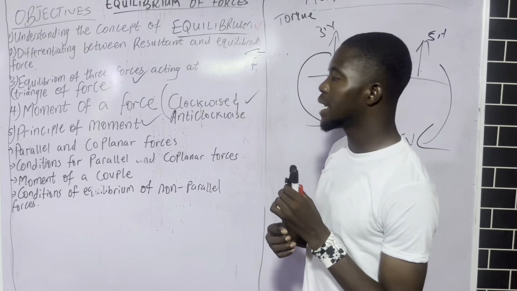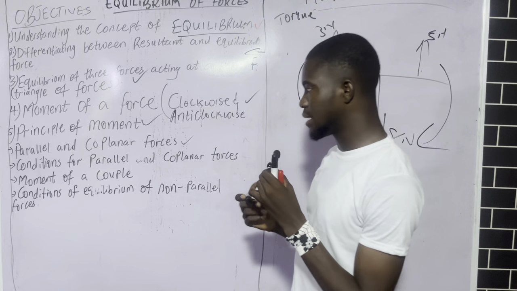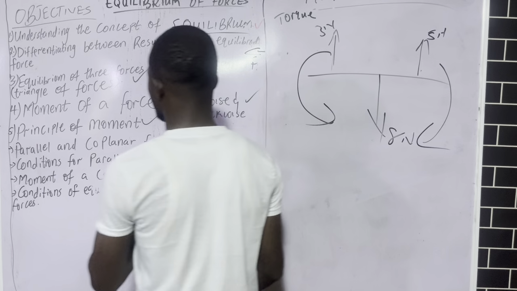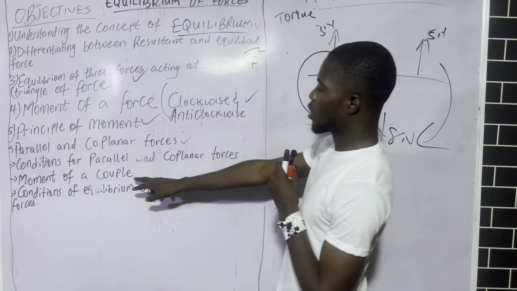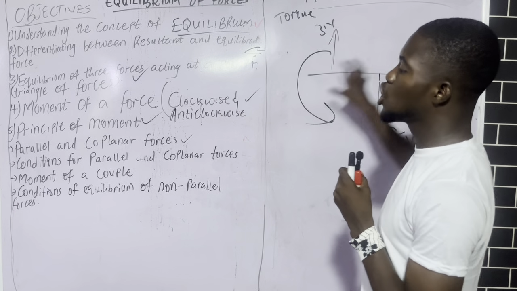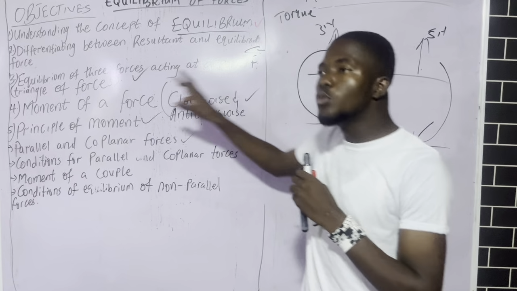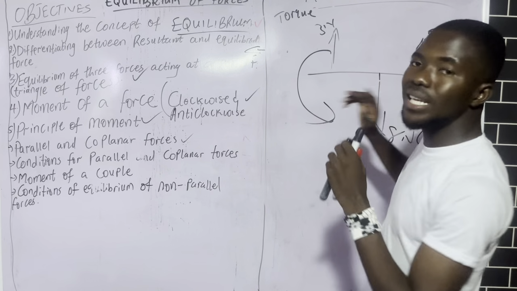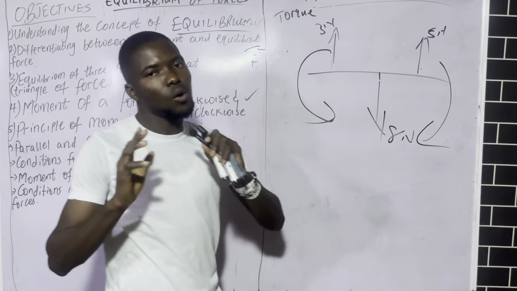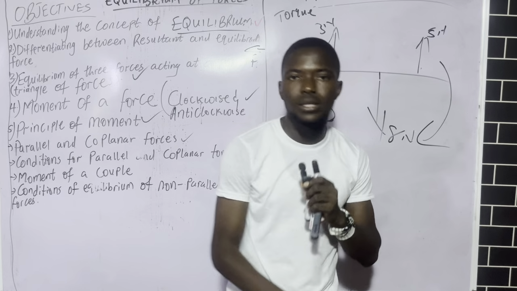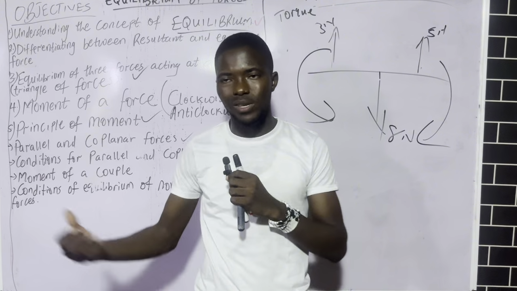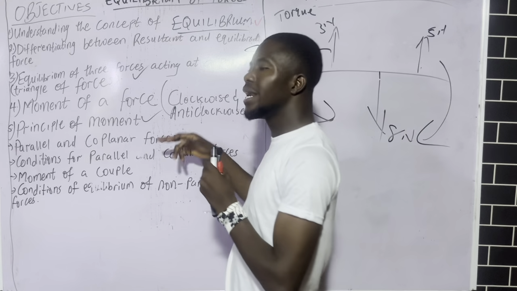Now let's quickly look at parallel and coplanar forces. Many times students don't understand this. What are parallel and coplanar forces? What I just explained is actually the conditions for parallel and coplanar forces. The principle of movement states that when a body is in equilibrium, clockwise movement is equal to anti-clockwise movement. That's just the principle. So this is a condition for parallel and coplanar forces, which I'm going to throw more light on when I reach there. But let's first understand what parallel and coplanar forces are.